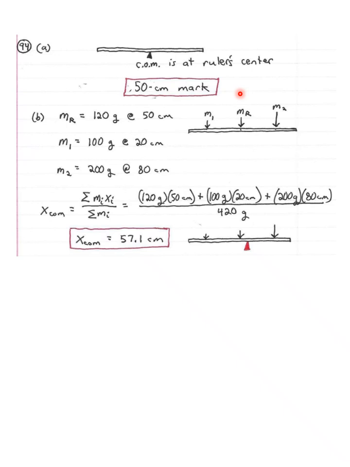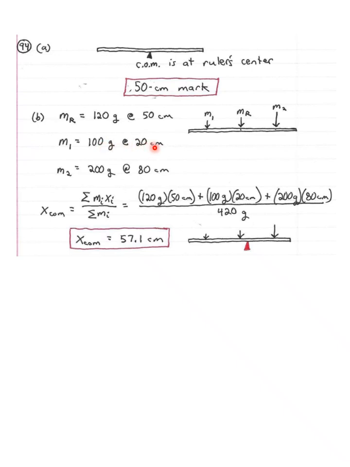There's also M1 and M2. Now I've given all the information here. Mass of the ruler, 120 grams. And even though the ruler is spread out over the full 100 centimeters, for mathematical convenience, we can just say that it's all concentrated at its middle, at its 50 centimeter mark. M1, 100 grams at 20 centimeters, M2, 200 grams at 80 centimeters.